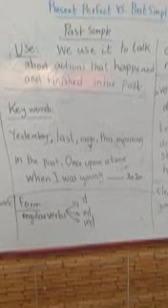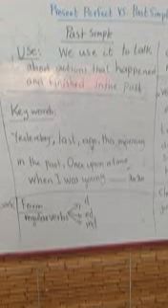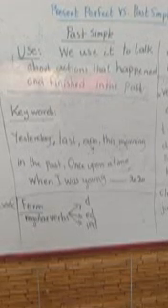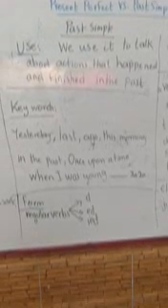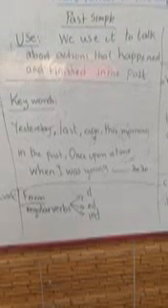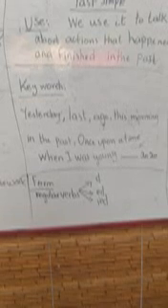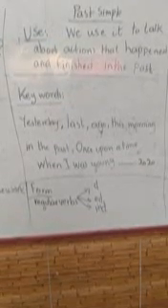Now let's read the keywords of the past simple together. We have yesterday, last, ago, this morning, in the past, once upon a time, when I was young, and any year before 2020. And the form of the past simple: as we said, in the past simple we have regular verbs and irregular verbs. Let's start with the regular verbs. Regular verbs are the verbs that we put D, ED, or IED at the end of.